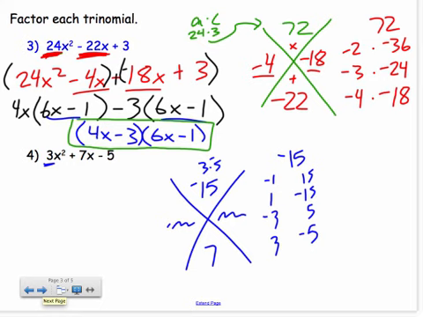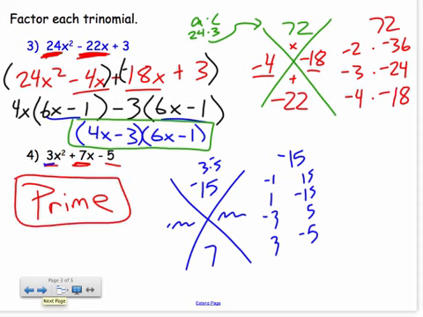So what we call this, when I can't factor anything out of here, and then there's no factors of a times c that add up to your b term, when I can't do anything, we say this is a prime polynomial. We say it's prime because I can't factor anything. It's like a prime number. There's no factors for prime numbers besides 1 and itself. So it's a prime polynomial because I can't do anything.